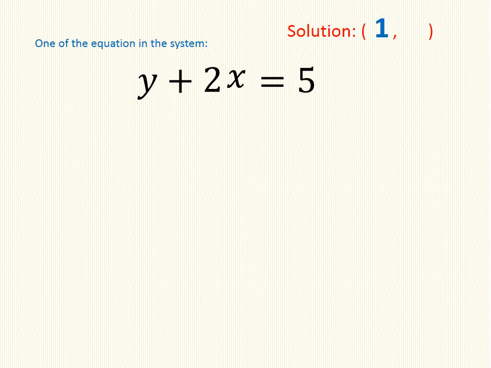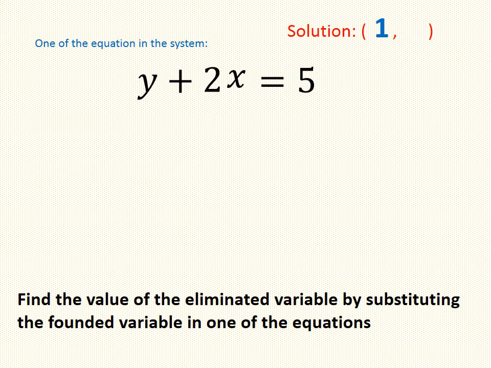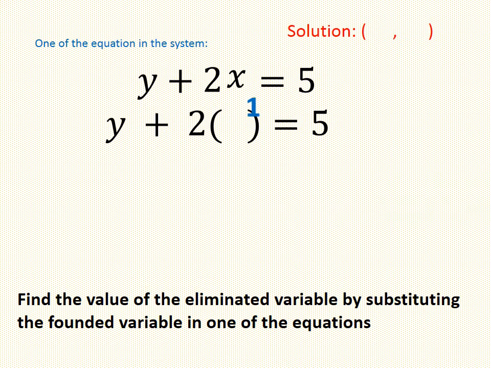Now, the next step is to find the value of the eliminated variable by substituting the found variable in one of the equations, and it doesn't matter which one of the original equations you use. So I'm choosing y plus 2x equals 5. I'm going to substitute the value of x instead of x. So I'm going to switch x with 1. I'm going to end up with y plus 2 times 1, that's a 2, equals 5.